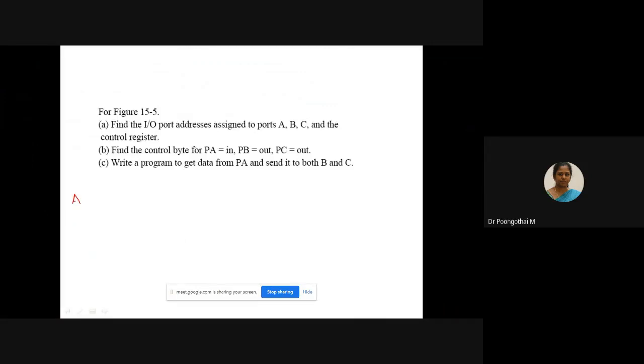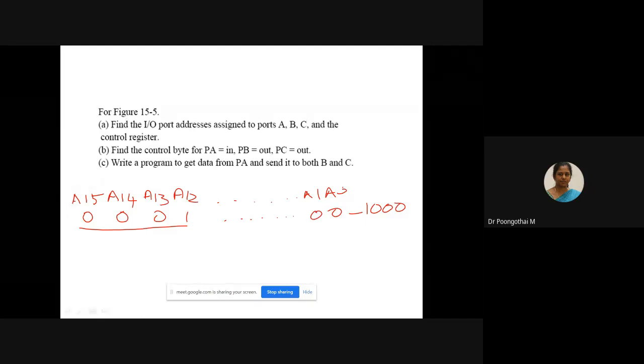So from A15 to A0, okay. A14, A13, A12 and so on: 0, 0, 0, 1. All the remaining bits are 0, and our LSBs are also 0. So the port address is 1000, the 16-bit address is 1000.